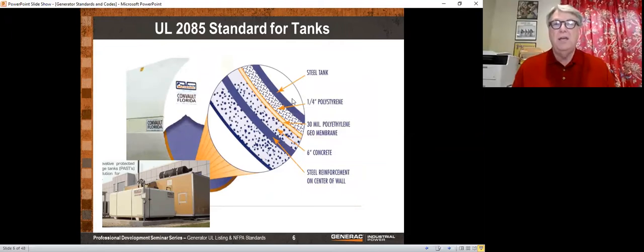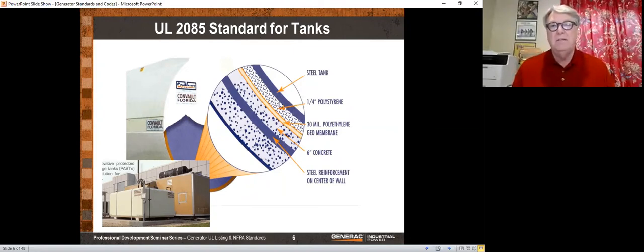This is your monster tank. It's a UL 2085, and most people just refer to this as a Convault tank. Now, Convault is one manufacturer of 2085 tanks, but it's like if we get a Pepsi, we usually call it a Coke. And there are a lot of manufacturers of colas, but we just tend to call them all Cokes, and that's the same way with Convault. So a Convault tank could actually be built by other manufacturers and wouldn't actually be a Convault, but it would be a UL 2085.